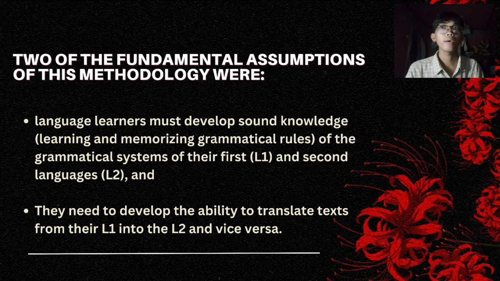So, for the GTM, there are two key assumptions of this methodology. The first one is language learners must develop a good knowledge and learning and memorizing of grammatical rules of the grammatical system for their first language and for their second language. And they need to be able to develop the ability to translate text from first language to second language and vice versa. Well, the ability to accurately translate text was associated with the ability to learn the grammatical system, of course, of the target language.